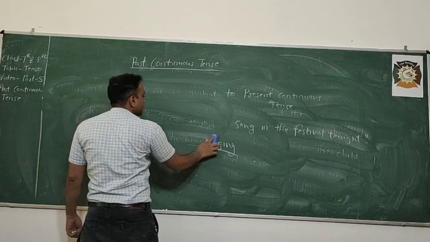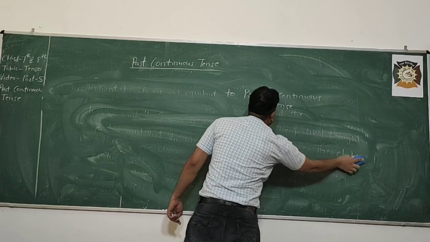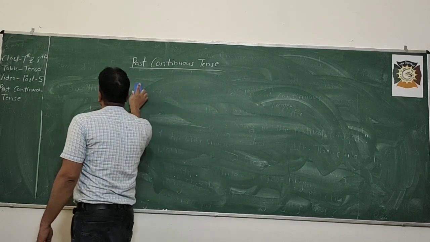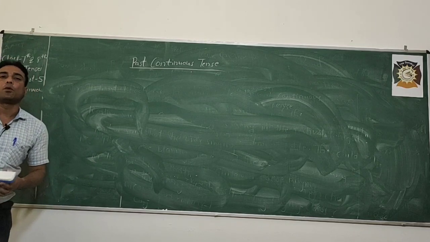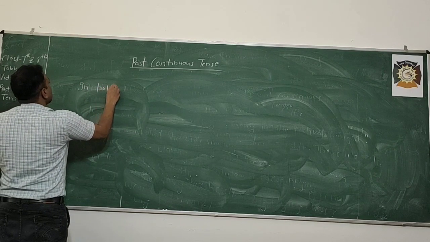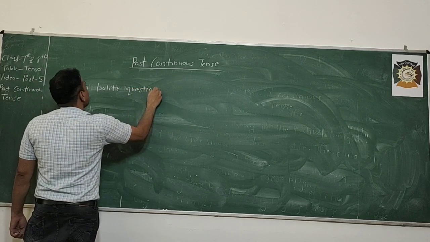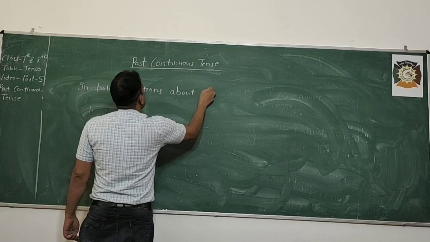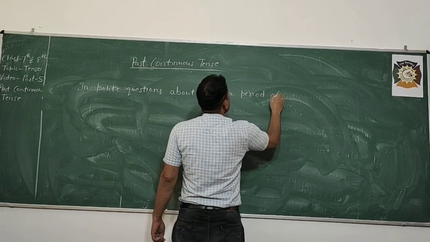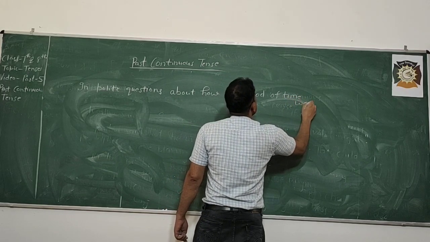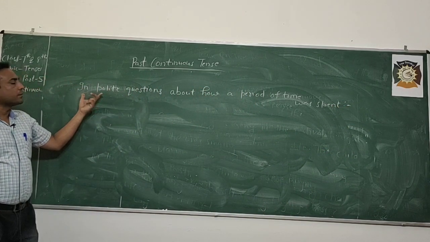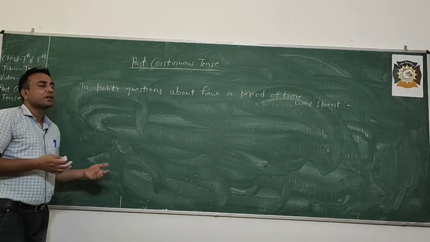So the next use is in polite questions. When you ask some polite questions to your friend or anybody else, when you want to ask how a particular time has been spent, you always use past continuous tense in polite questions about how a period of time was spent. Polite questions means very simple questions, when you ask out of courtesy, out of manner.